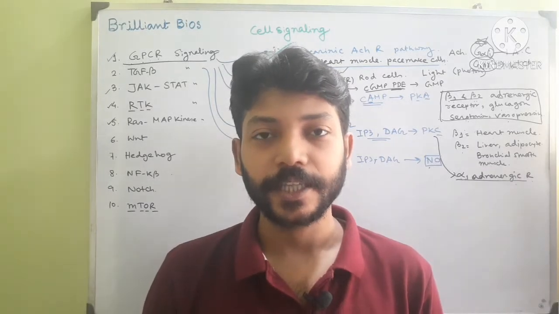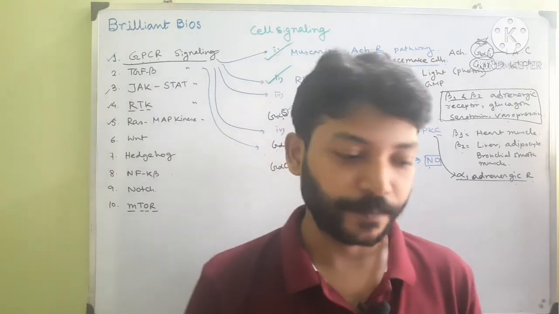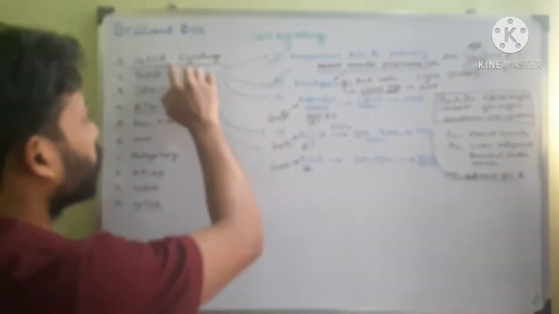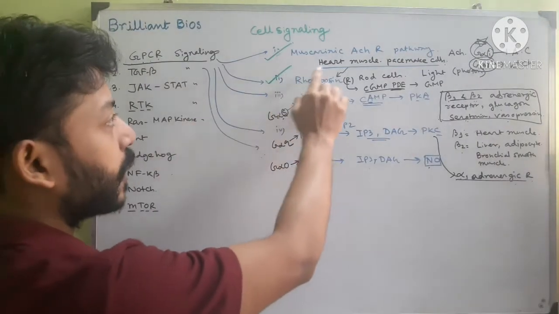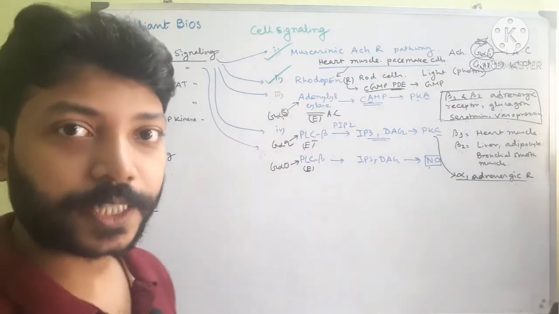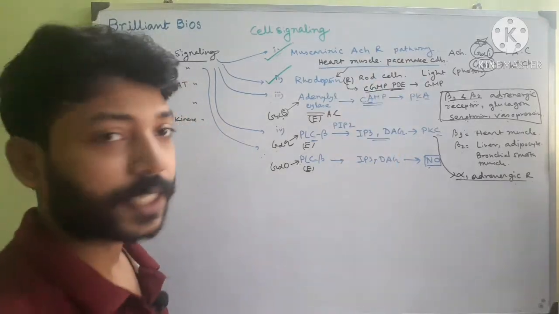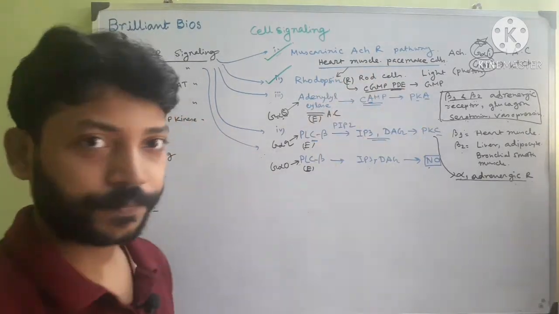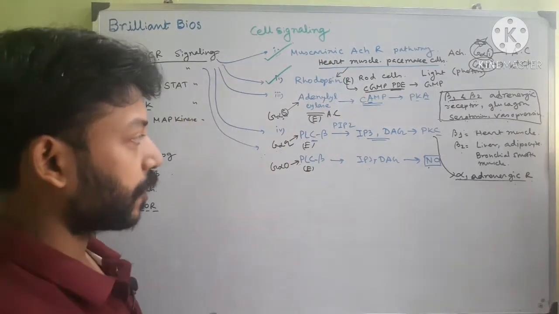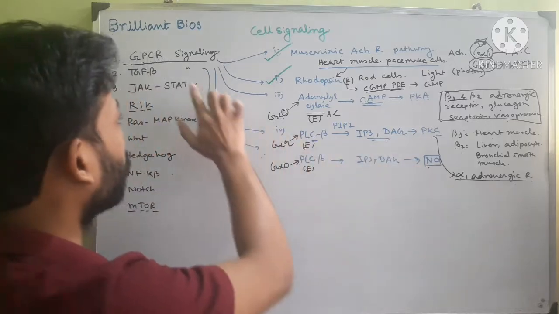Welcome dear students. In this video we are going to learn about another G-protein coupled receptor signaling pathway. I have already discussed two pathways of G-protein coupled receptors: the rhodopsin pathway that is present in our rod cells, and the muscarinic acetylcholine receptor pathway that is present in our heart muscle pacemaker cells. So these are all modes of G-protein coupled receptor. There are four, or you can say five, types of modes of this G-protein coupled receptor.